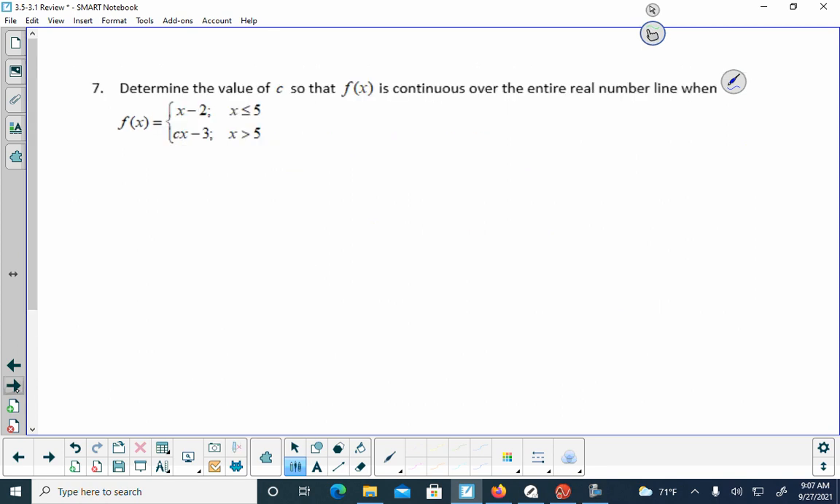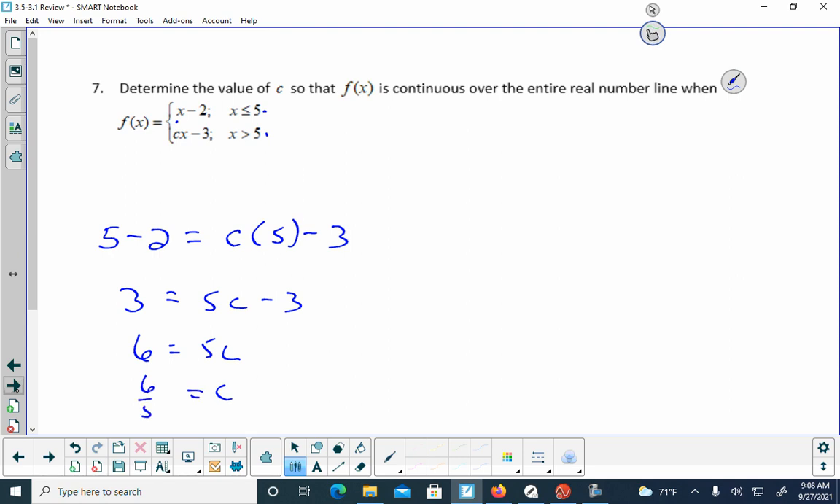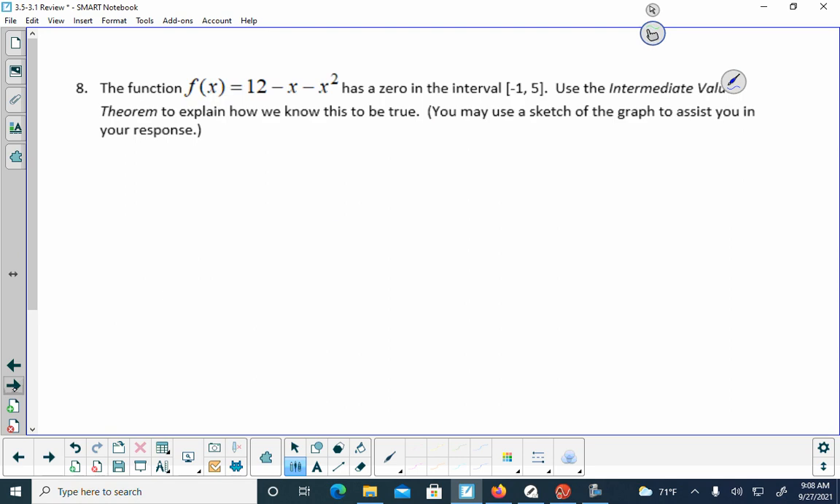It says determine the value c so that f of x is continuous over the entire real number line. So the only place I'm going to have a problem is when x is equal to 5. So I'm going to put 5 in for this x and say 5 minus 2. In order for it to be continuous, these two have to equal each other. So I'm going to have 3 is equal to 5c minus 3. Add 3, so 6 is equal to 5c. c is equal to 6/5. So c has to equal 6/5 in order for this to be a continuous function.